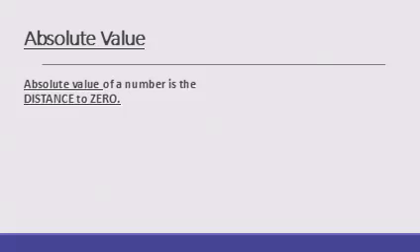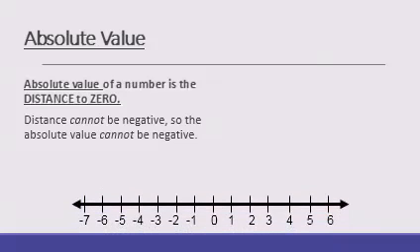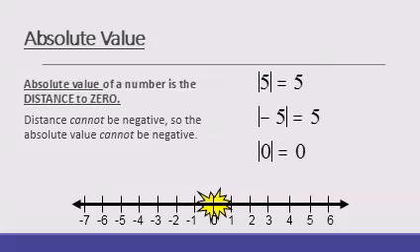First of all, the word absolute value means the distance to zero, and the distance can never be negative, so the absolute value of a number can never be a negative number. So this is the zero. Suppose I want to find the absolute value of 5, minus 5, and 0. Locate the 5, it's 5 away from 0, and minus 5 is also 5 away from 0, and 0 is 0 away from itself.